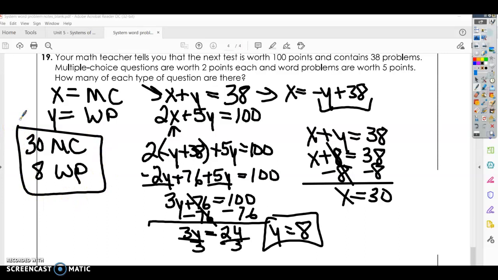And you can use that to multiply to see if that works. So 30 times 2 is 60. 8 times 5 is 40. 60 plus 40 gives us 100. So that works.